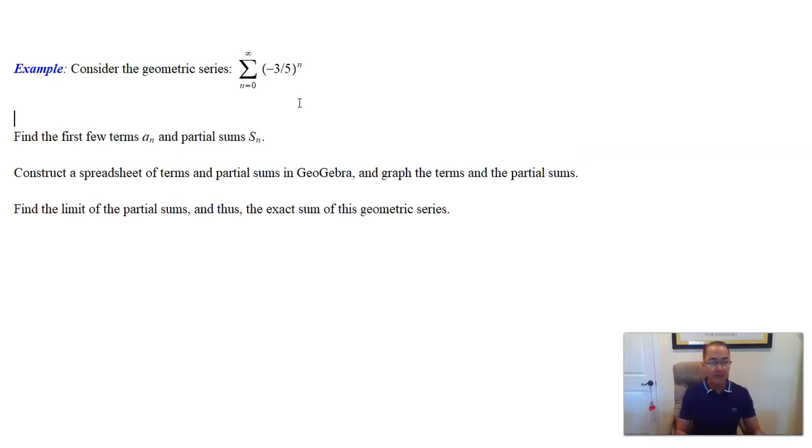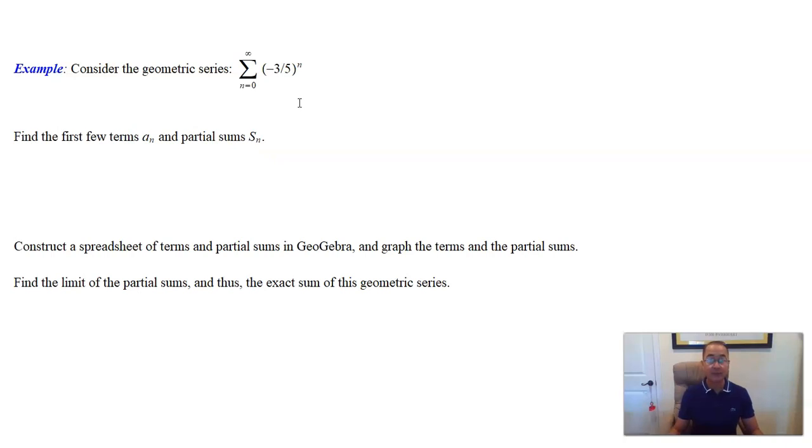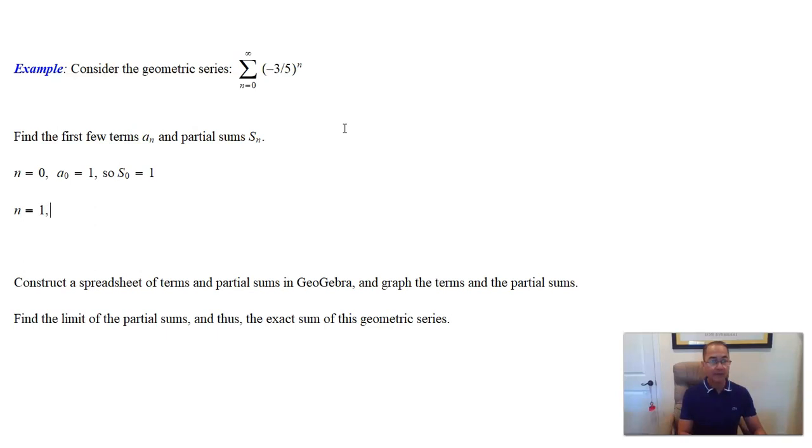So let's take a look at the first few terms and partial sums of our infinite series, right? So start with n equals 0. So a sub 0 is simply negative 3/5 to the 0, which is, of course, just 1. Okay, so s sub 0 is simply 1, the zeroth term of this geometric sequence. Now when n equals 1, a sub 1 is the r, which is negative 3/5. Okay, so s sub 1, we take the previous partial sum, which is 1, and we add a sub 1, which is negative 3/5. I am emphasizing that we are adding negative 3/5, which of course means we're subtracting 3/5. So we're going to get 2/5 as our first partial sum.